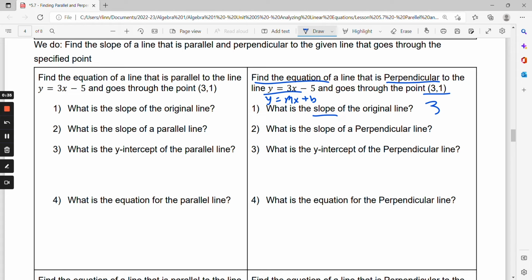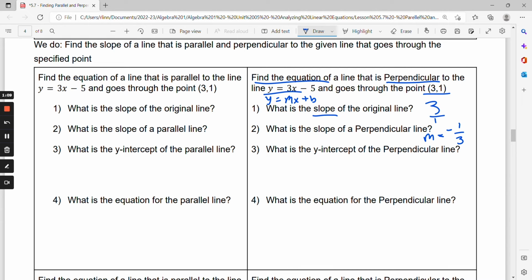Now the next question is asking us, what is the slope of a perpendicular line? I remember that the slope of a perpendicular line is going to be the reciprocal, or the multiplicative inverse, but not just the multiplicative inverse, but the opposite of the multiplicative inverse, which is negative 1/3. So I'm going to take my 3, turn that into a fraction, 3 over 1, flip it over, and then make it negative. So my slope of a perpendicular line is going to be negative 1/3.